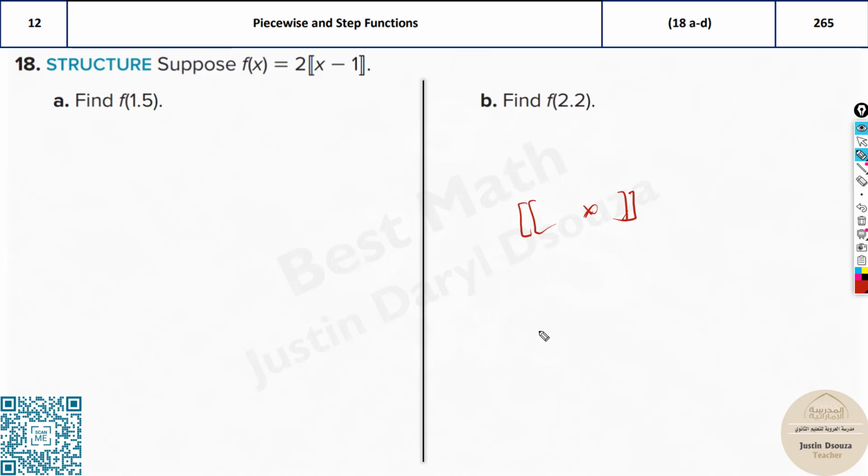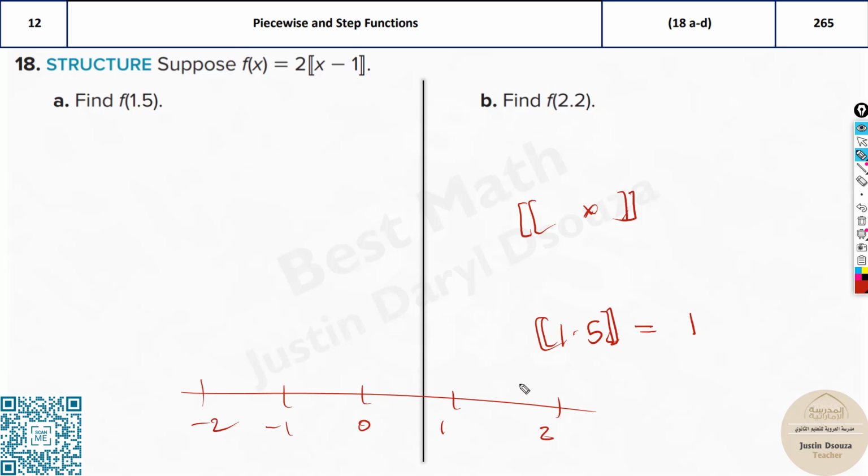In the sense, if I have say 1.5, in a step function, so it's two big brackets, that will be equal to 1, the previous whole number. So if you have 1.5, the previous integer, the lower integer than this, it's in the middle, right? Now if you see the number line, say let's take minus 2, minus 1, 0, 1, 2. If you have anywhere over here 1.5, it should correspond to the previous integer value, that's 1.